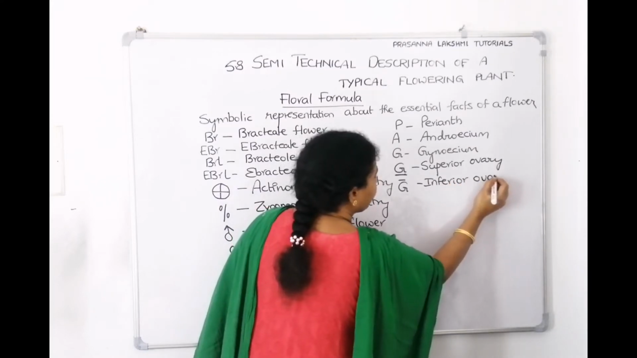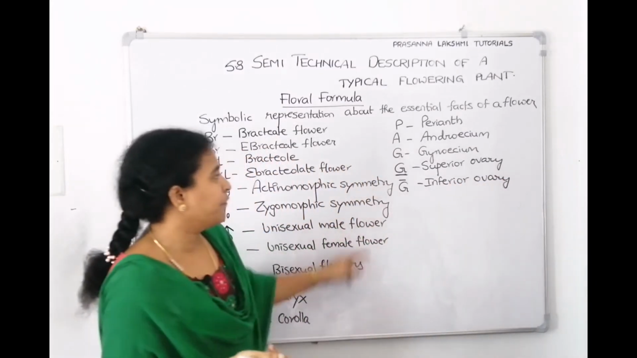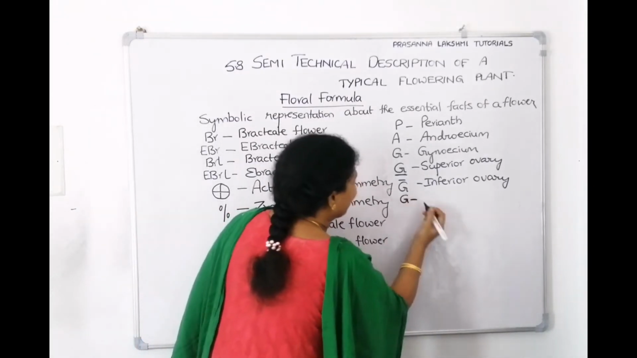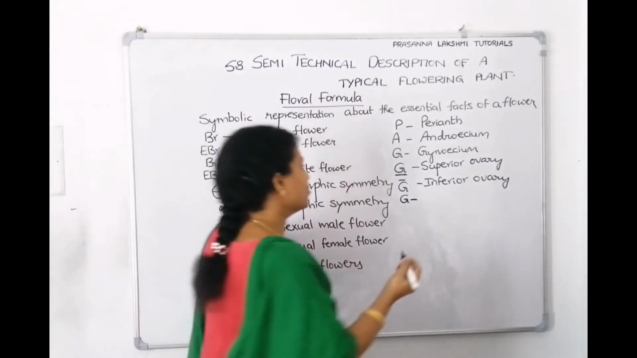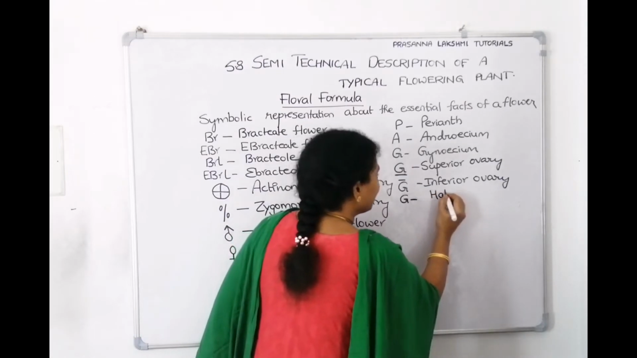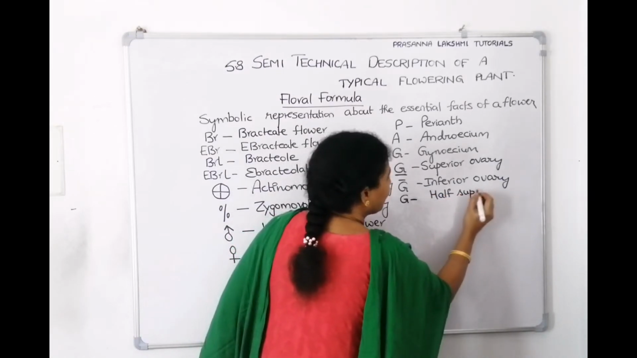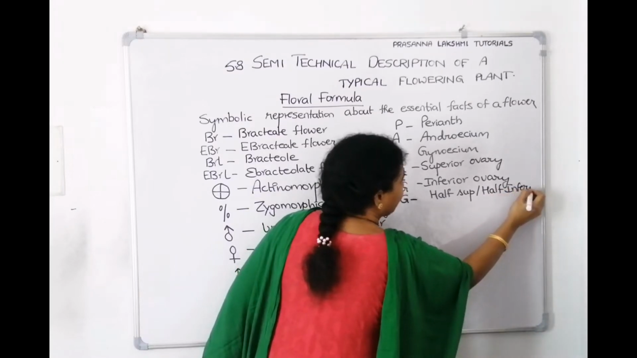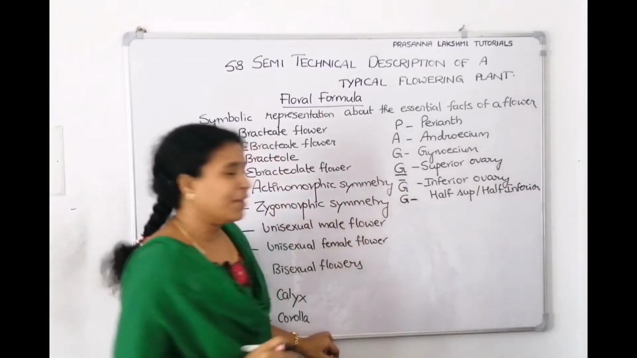Half superior, half inferior is neither at the bottom nor on the top. Then we use a line beside G. So this line is used to denote a half superior or half inferior flower.